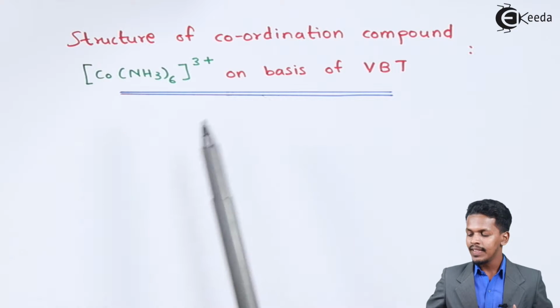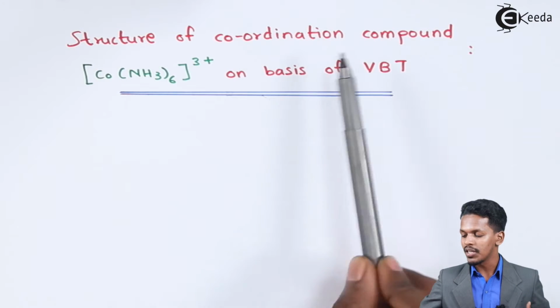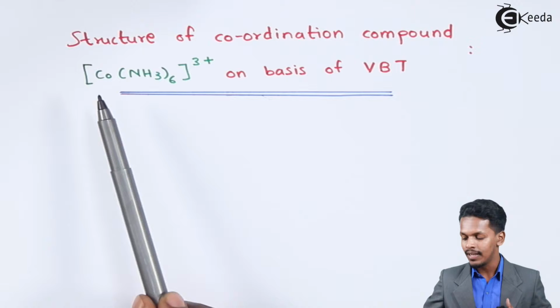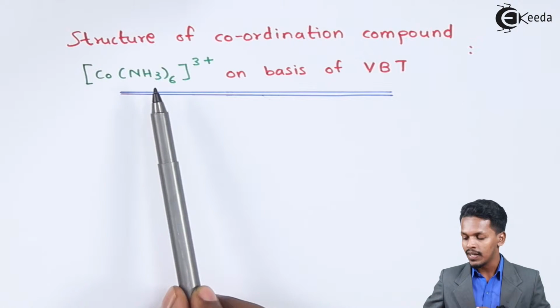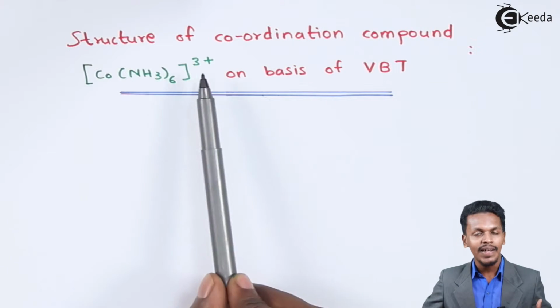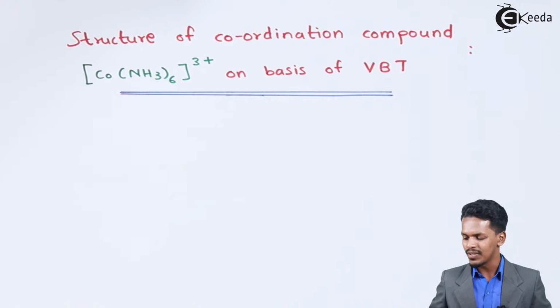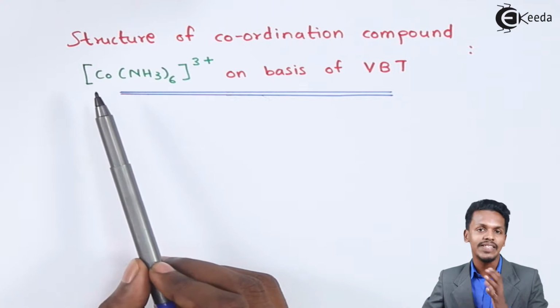So friends, in this case we have to talk about the structure of the coordination compound, and I'm talking about this ion. The ion is nothing but the hexaamine cobalt ion on the basis of VBT. In that case we understand that cobalt is the central metal atom.